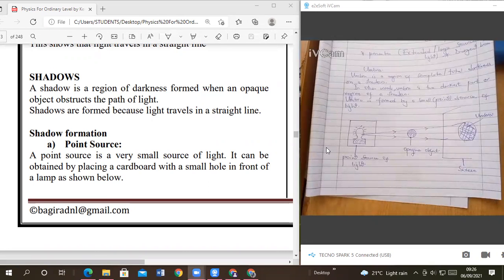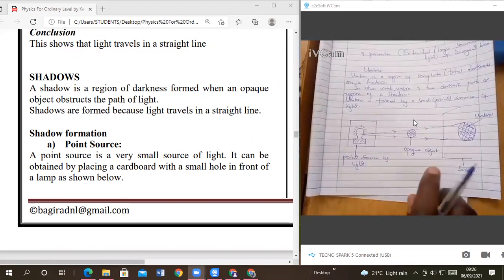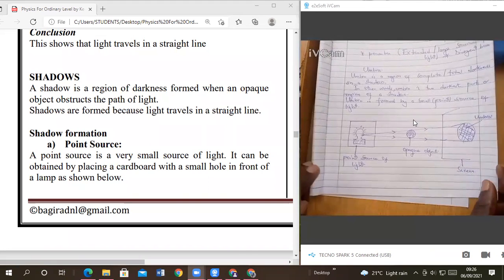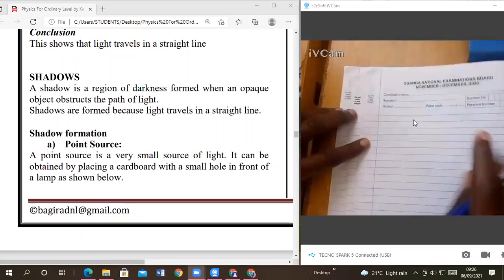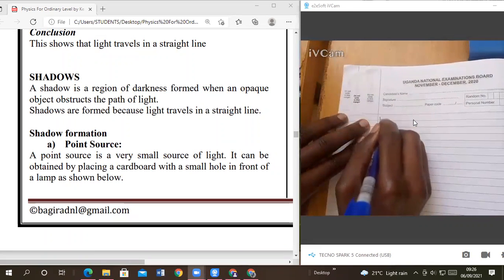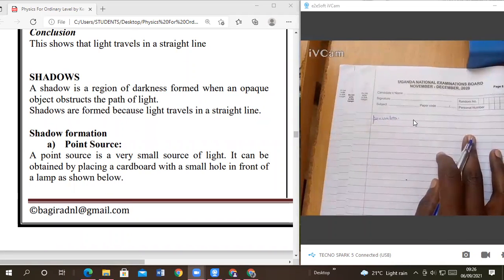Yes. Good. So, umbra is formed when light is coming from a point source of light. Now, let's go to penumbra. Let's see how penumbra is formed. We said penumbra is a region of partial darkness, not so?